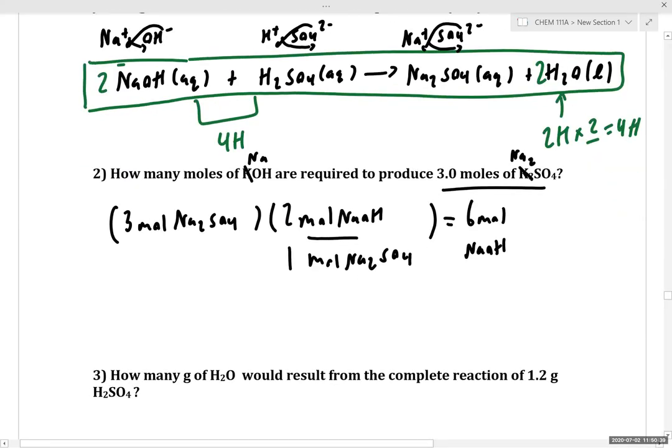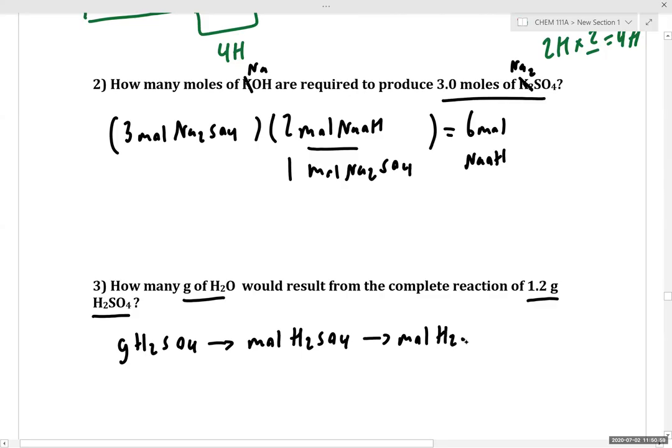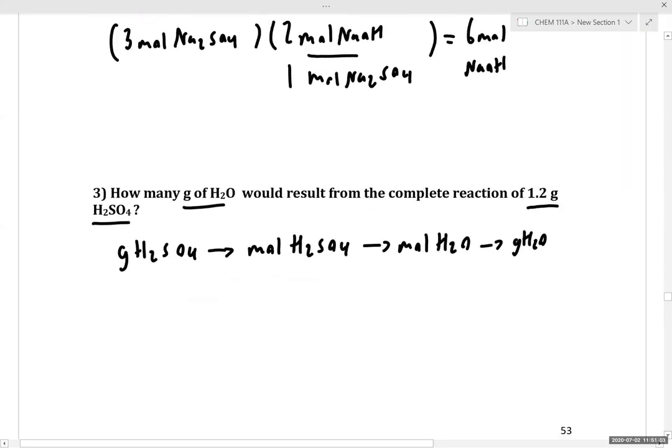Okay, let's look at this next part. How many grams of water would result from complete reaction of 1.2 grams of sulfuric acid? So we're going from grams of sulfuric acid, and as always, if we're using a chemical equation, we're going to go to moles of sulfuric acid, followed by moles of water, followed by grams of water.